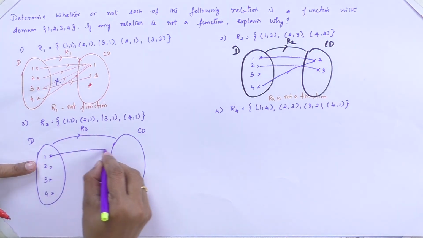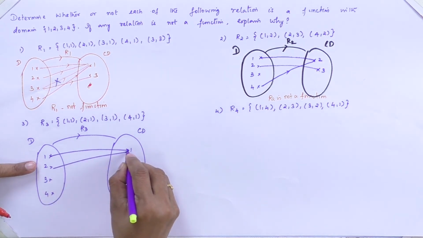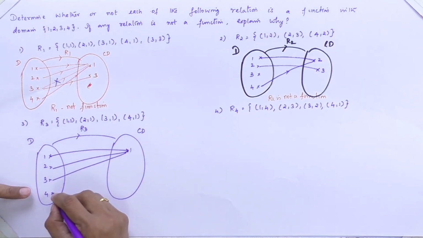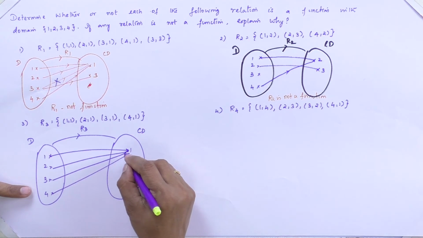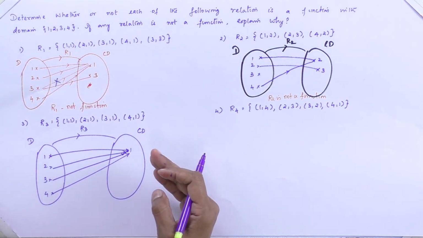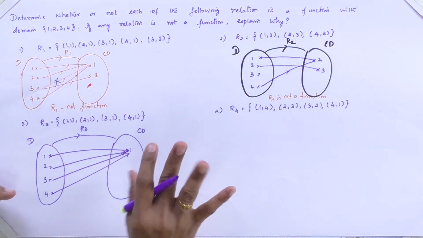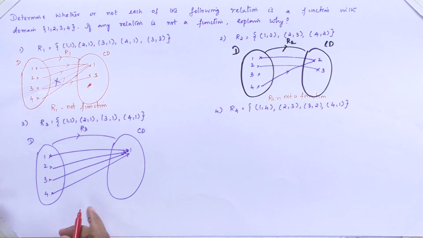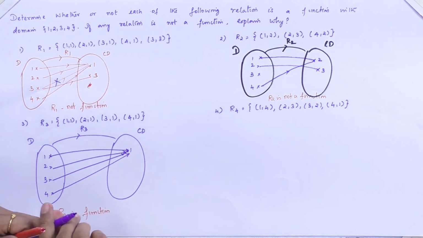So, 1 is mapped onto 1, 2 is mapped onto 1, 3 is mapped onto 1, 4 is mapped onto 1. So, is it a function or not? I will have to think it over. Here all the children may be related to the same mother, that is not a problem, no issues. So, therefore, automatically this R3 is a function, right? R3 is a function.